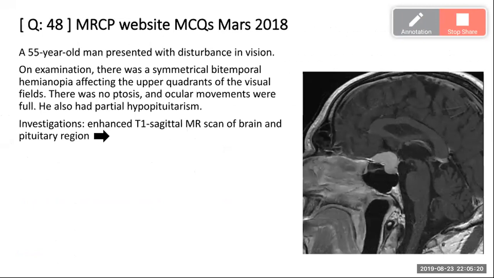A 50-year-old man presented with disturbance in vision. On examination, there was a symmetrical bitemporal hemianopia affecting the upper quadrants of the visual fields. There was no ptosis and ocular movements were full. He also had partial hypopituitarism. Investigation showed this image. Comment, please.